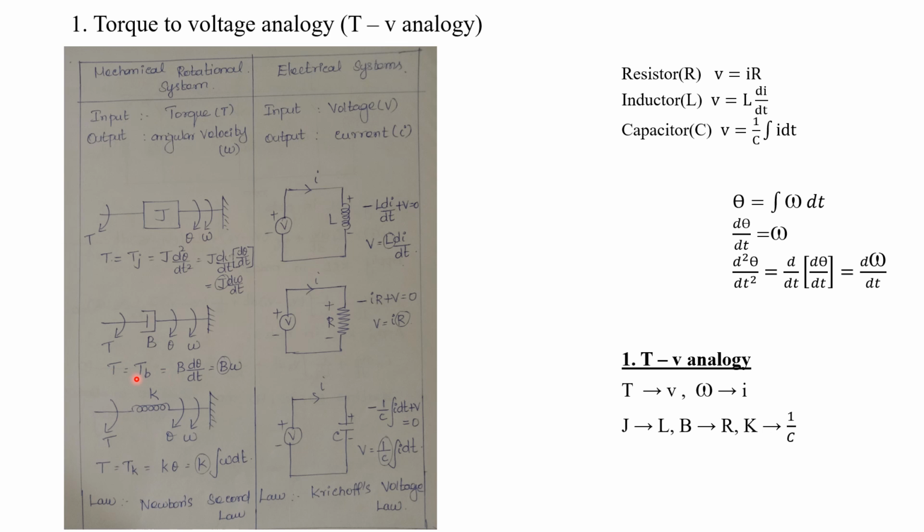We know the formula for TB. What is TB? B into d theta by dt. Now we have to write this d theta by dt in terms of omega, that is the output velocity. See here, d theta by dt will be equal to omega, so directly we can write it as omega. Now the torque T will be equal to B into the output velocity omega. So now this can be equated to a resistor in electrical systems.